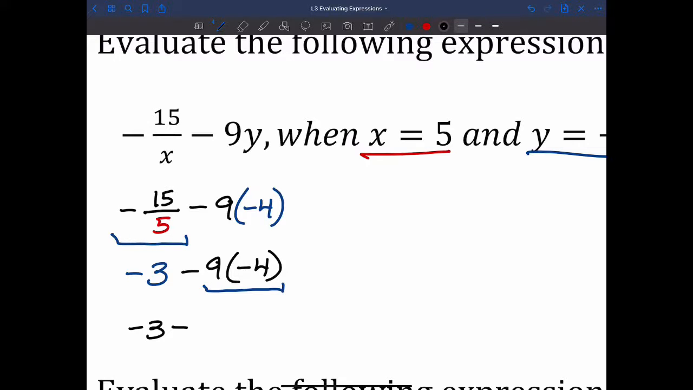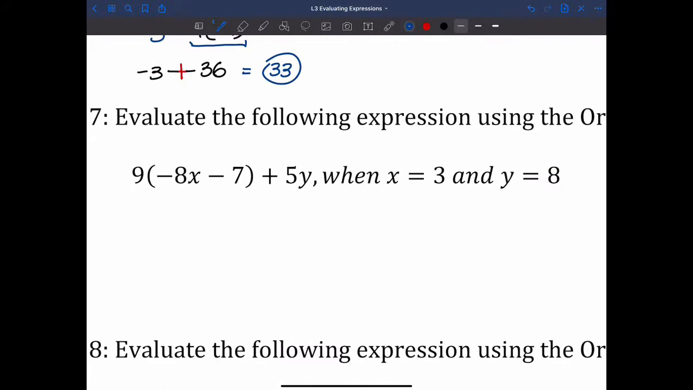Right? 9 times -4 is going to give me -36. Right? Just like one of the earlier problems, you might notice that now we can turn that into one big old plus sign because it was a double negative. And then -3 plus 36 is going to give me 33 as my final answer. All right.